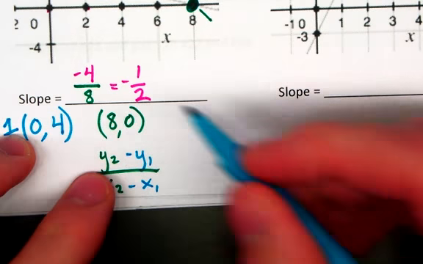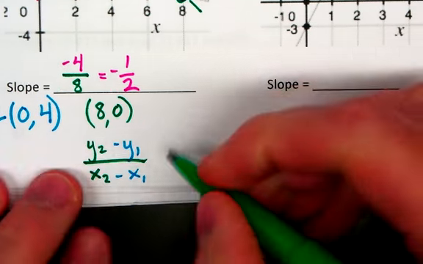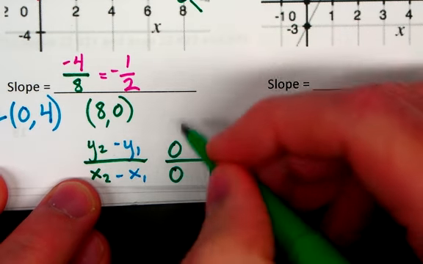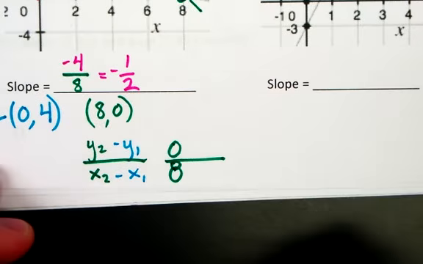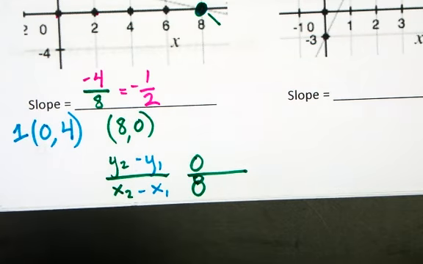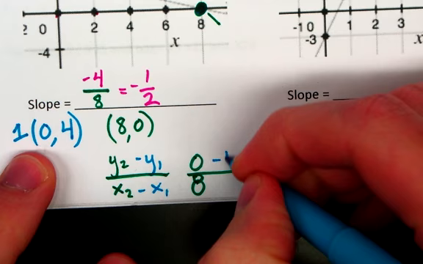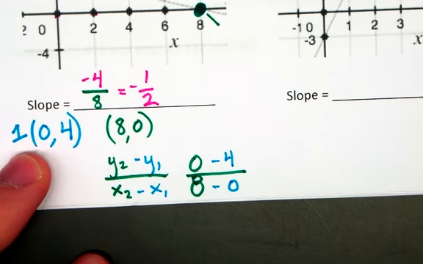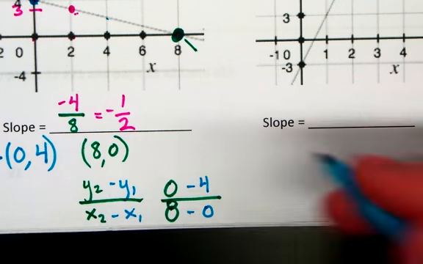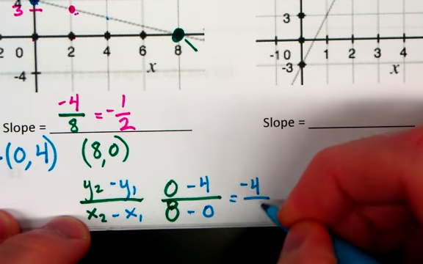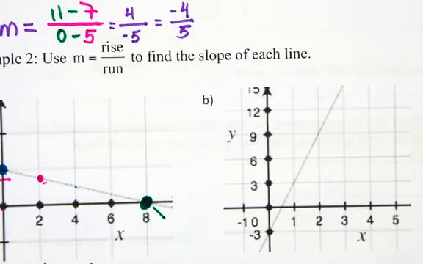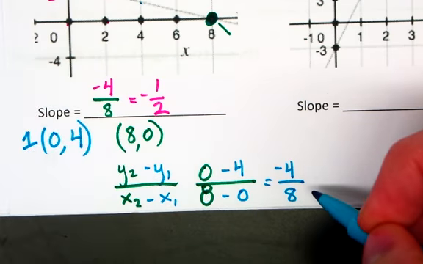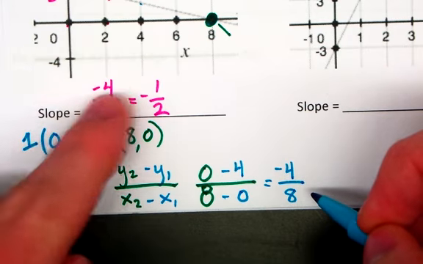Our y2 was 0. Our x2 was, oh, I'm sorry, I misspoke. Our x2 is 8. Subtract from that y1, which is 4, and x1, which is 0. So that'll give us negative 4 divided by 8, which again is the same slope that we got by just looking at it.